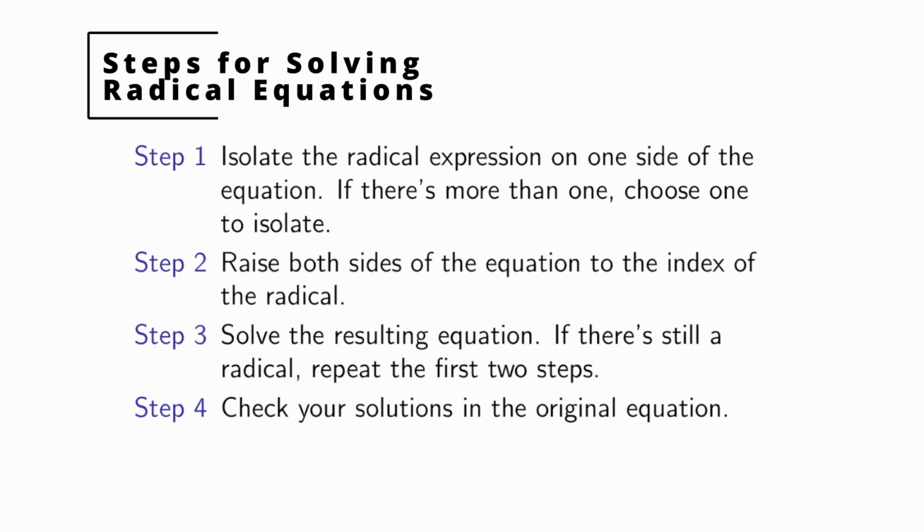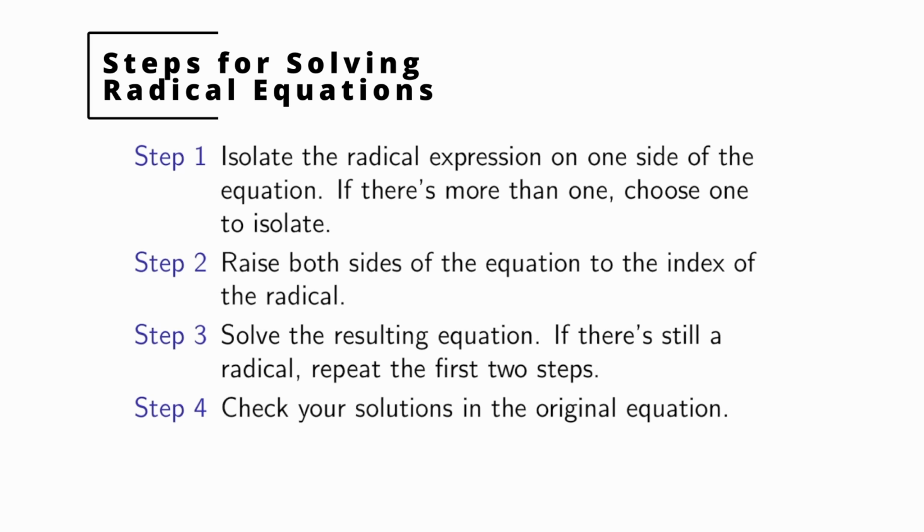So what we need to do first is isolate a radical expression on one side of the equation. So if you only have, for instance, one radical expression, move that to one side of the equation, move all of the other terms to the other. If you have more than one radical expression, then you want to move one to one side of the equation and then move all of the other terms to the other.